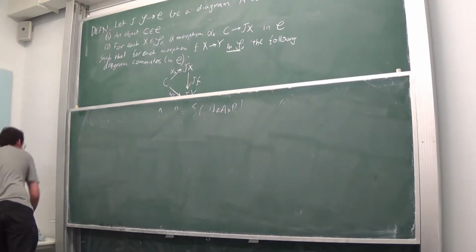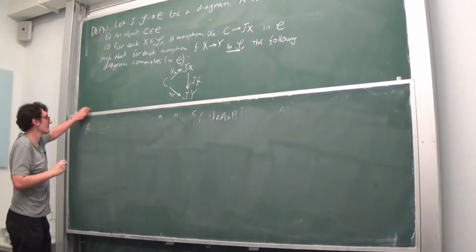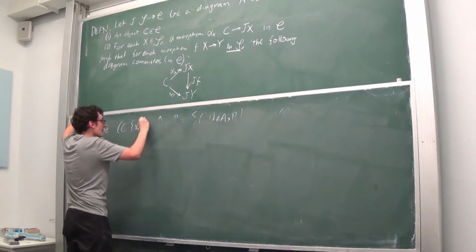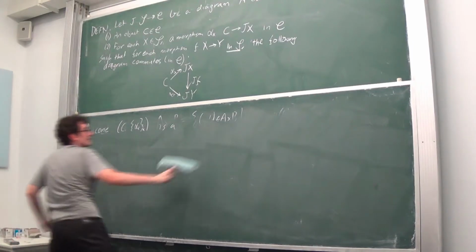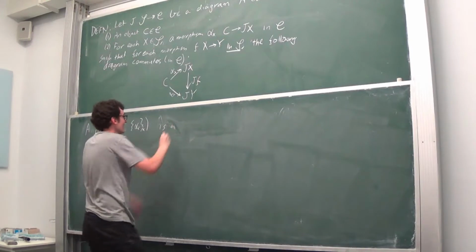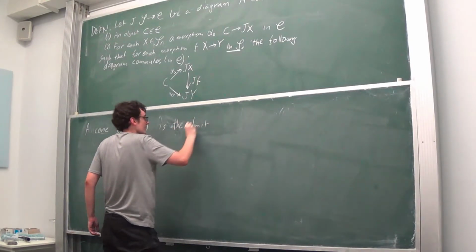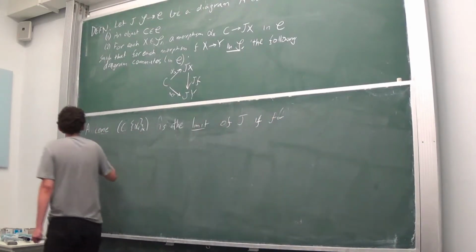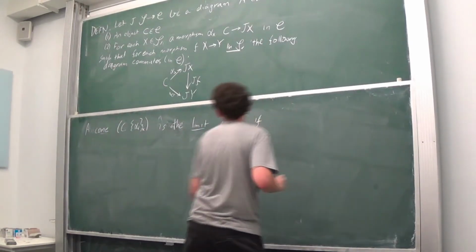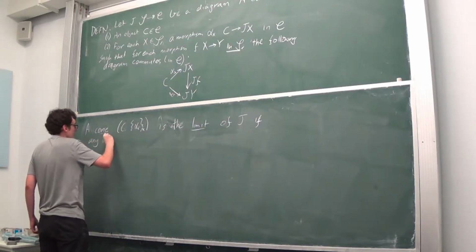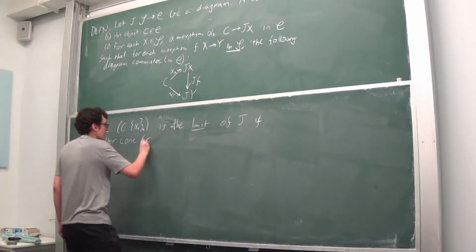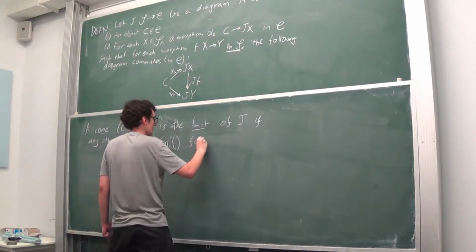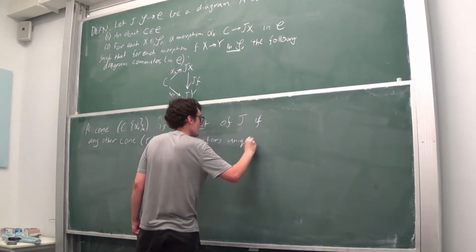A cone C together with the maps alpha X is the limit of J if, I don't know the word for there, if any other cone C prime with maps pi X prime factors uniquely through C.